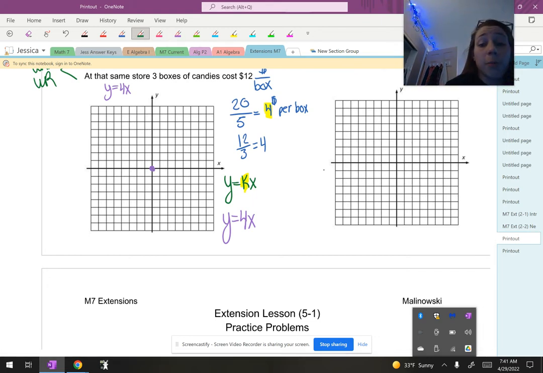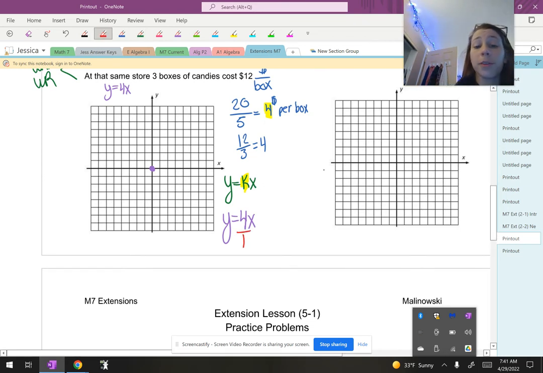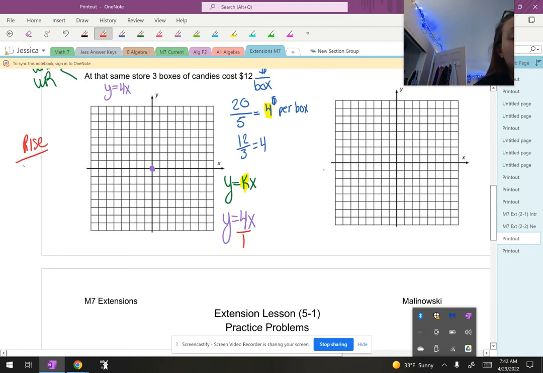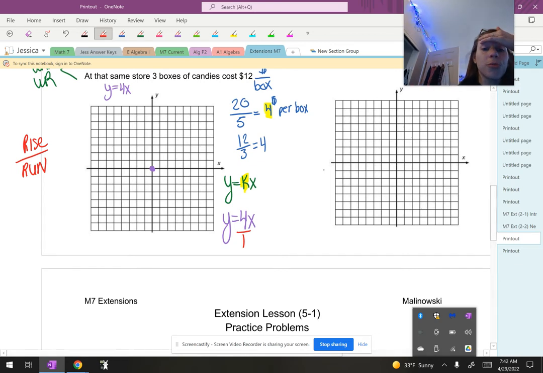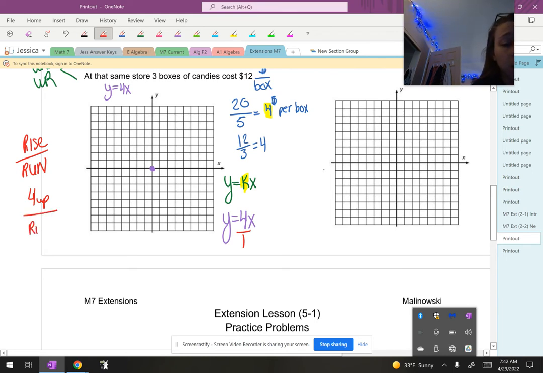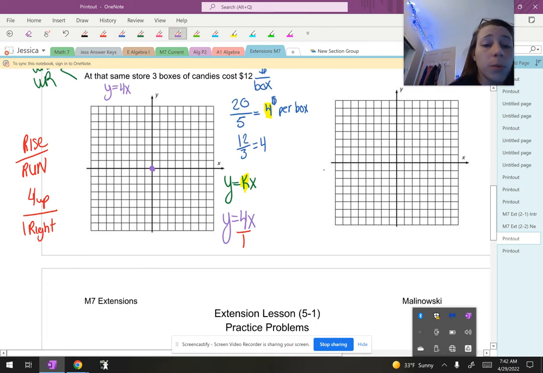Here, my constant of proportionality, my 4, isn't a fraction, but I could very easily turn it into a fraction by putting it over 1. Again, that slope is that rise, or not the slope, the constant of proportionality, that constant unit rate, that k value is your rise over your run. So I'm going up 4 and right 1. So up 1, 2, 3, 4, right 1.